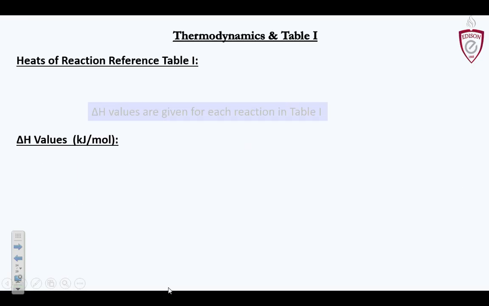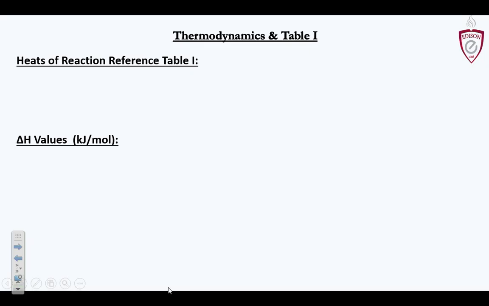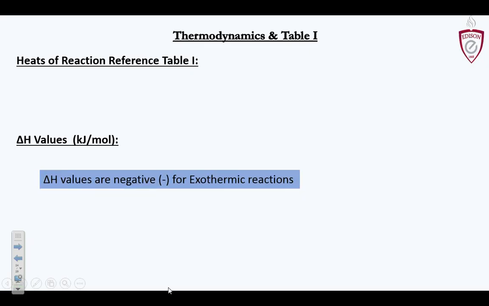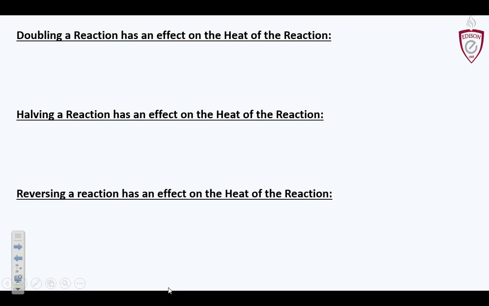So remember, for Table I, delta H values are given for each reaction, in the right-hand column, in kilojoules per mole. These values, if they're negative, it's exothermic, and if it's positive, it's endothermic. So taking that old information and what we had seen in the potential energy diagrams, now we can relate them. We could take any one of them and make a potential energy diagram for it because we know what the delta H is. And here's another review.